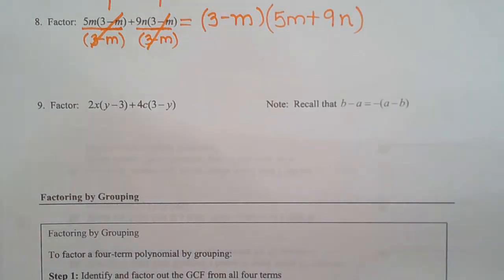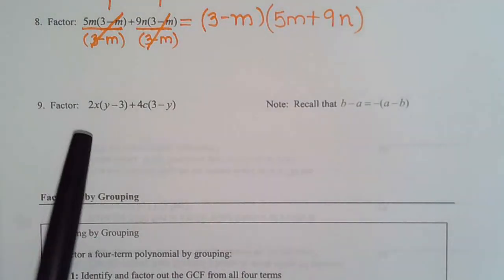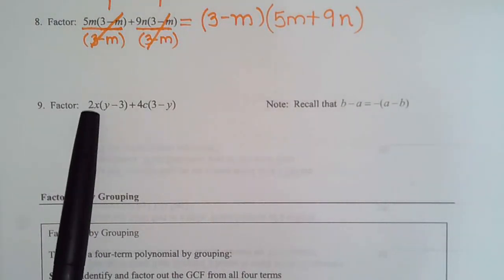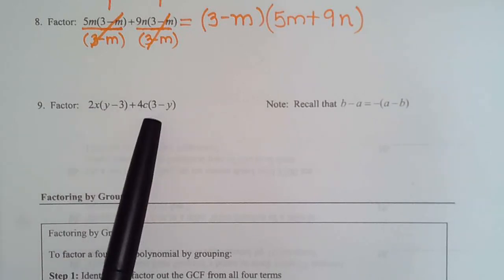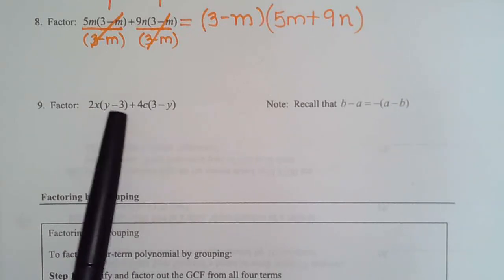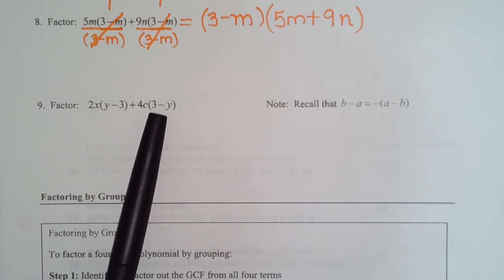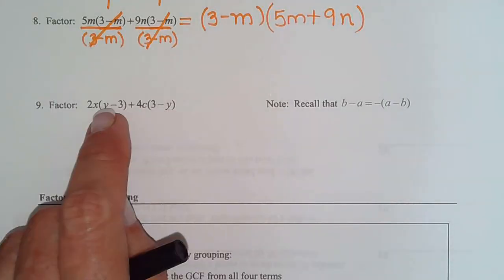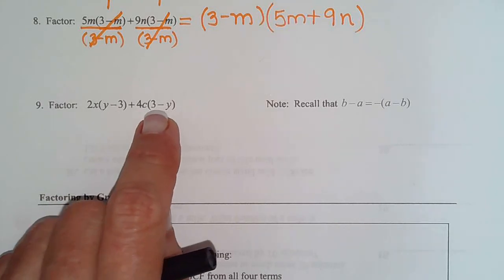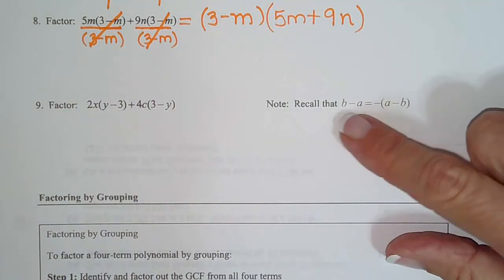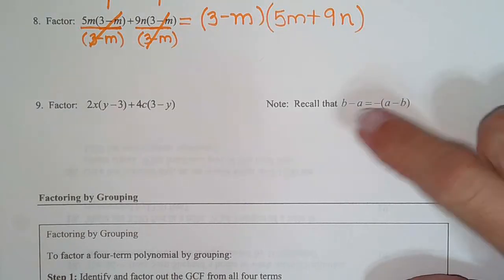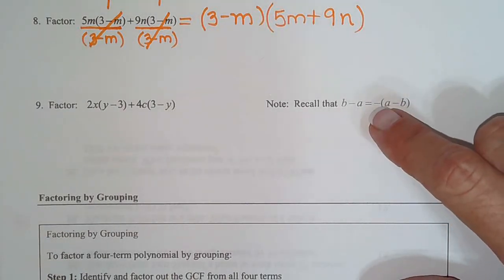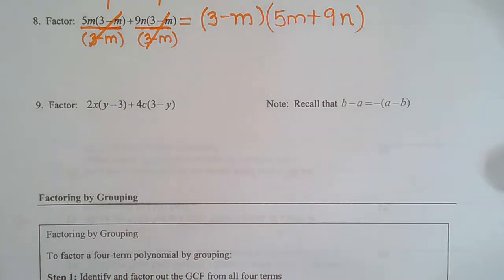Okay, so the next one's a little tricky. So it's tricky for 2 reasons, because there is something common out front, and our binomials aren't quite matching. In fact, they're what we call opposites. This is positive y, this is negative y. This is negative 3, that's positive 3. So I wrote a little note here that when you have opposites like that, you can take a negative out. Let me show you why.